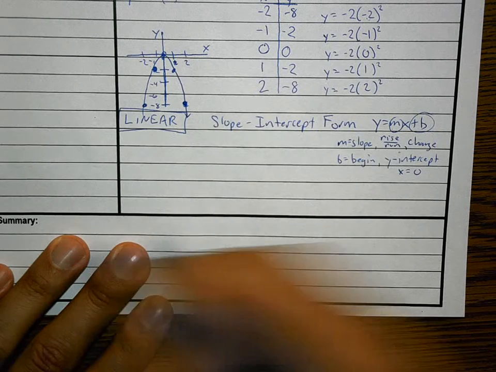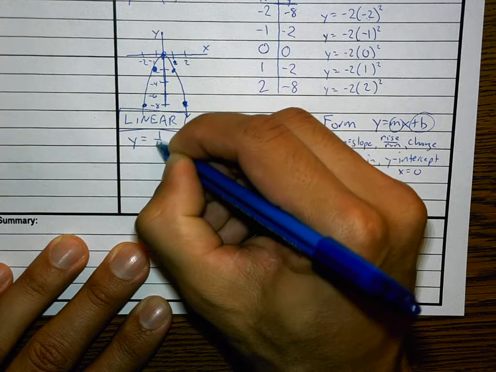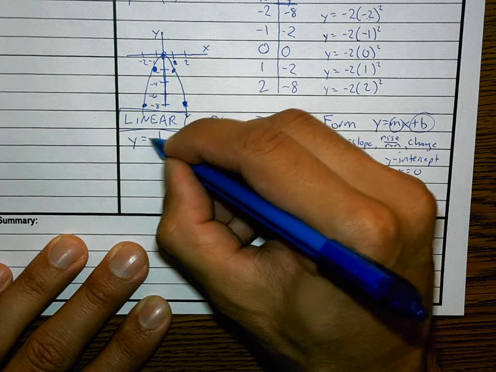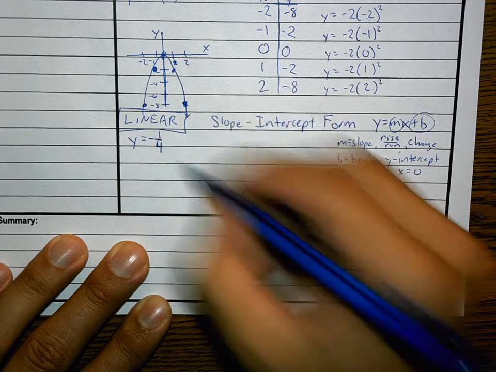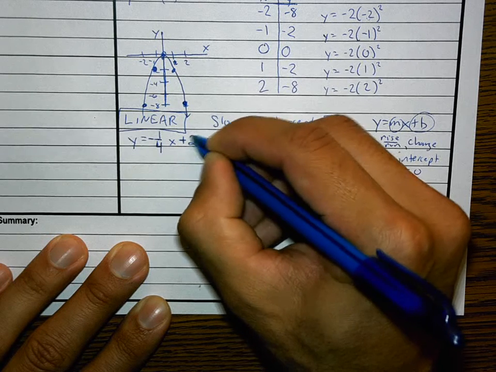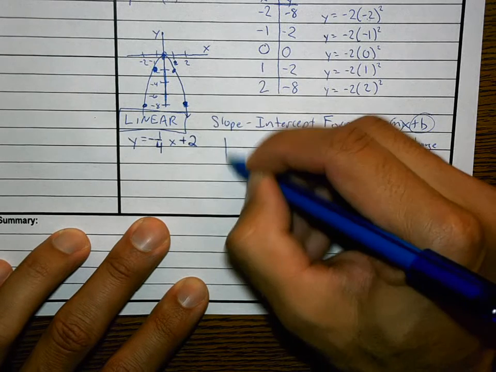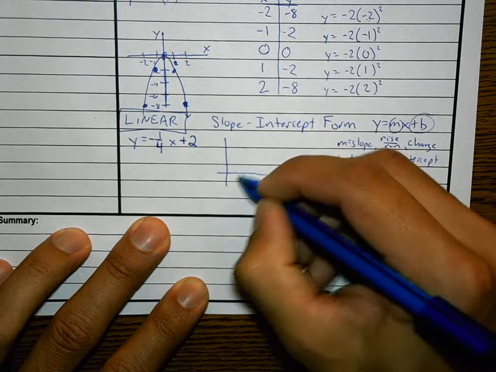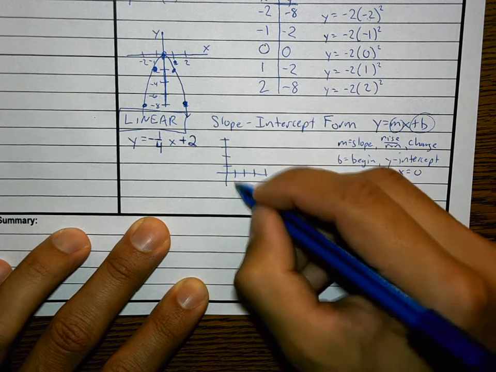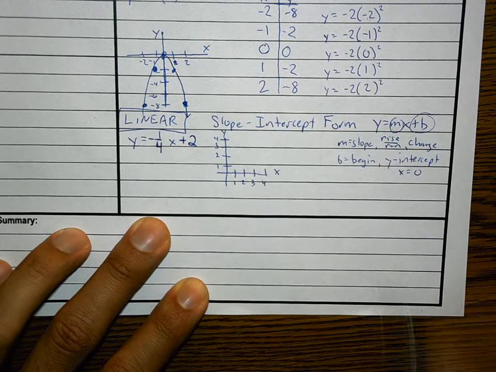For example, y equals negative 1/4 x plus 2. Negative 1/4. I know that's hard, but that's a negative. And I'm going to put a little graph paper right here. 1, 2, 3, 4. 1, 2, 3, 4. 1, 2, 3, 4 x. 1, 2, 3, 4 y.